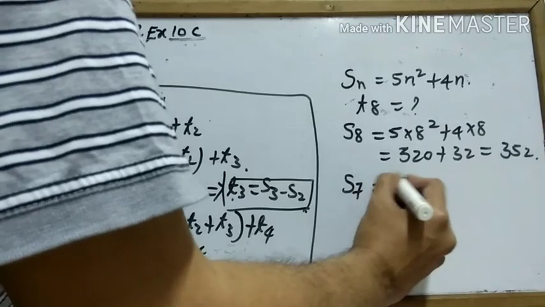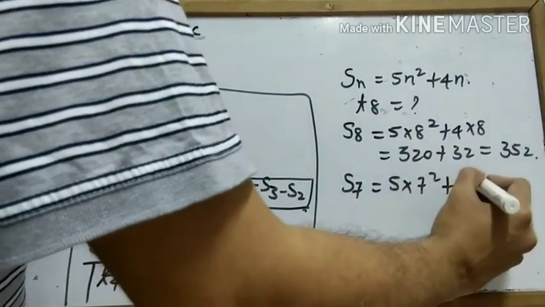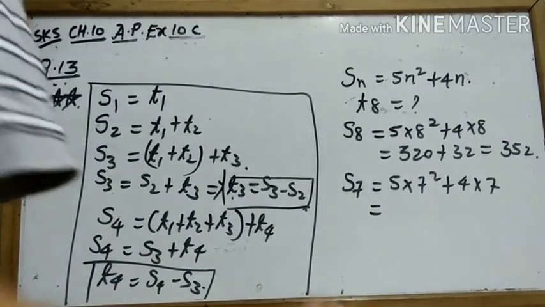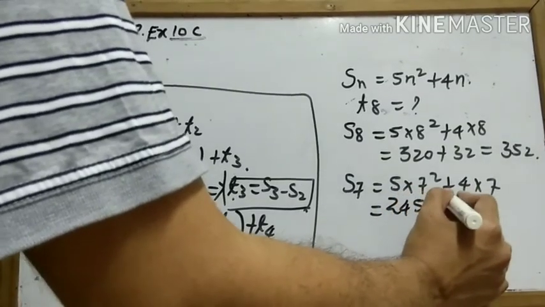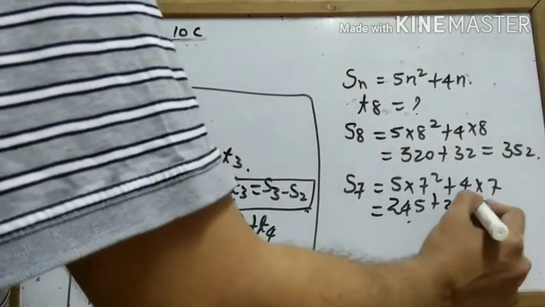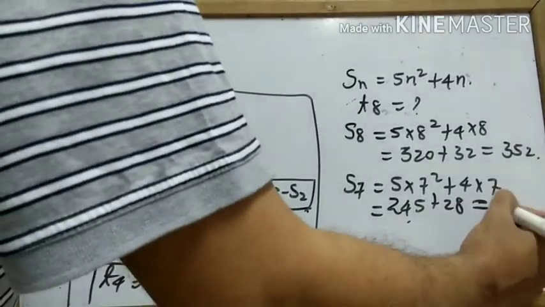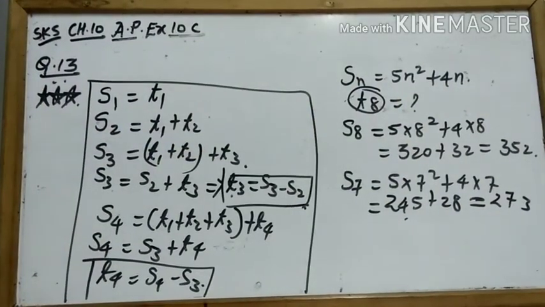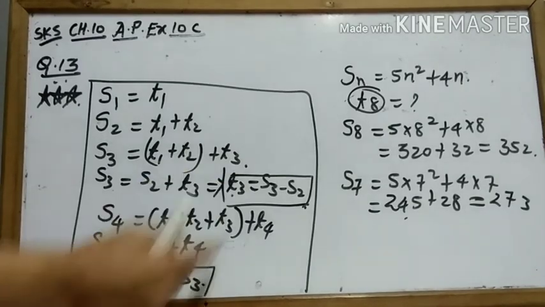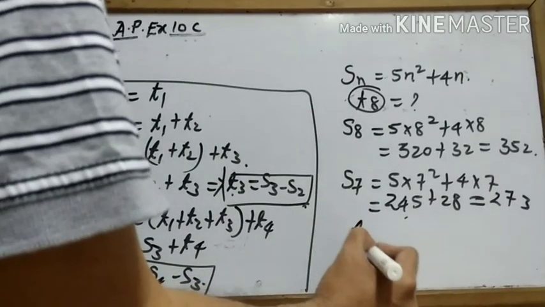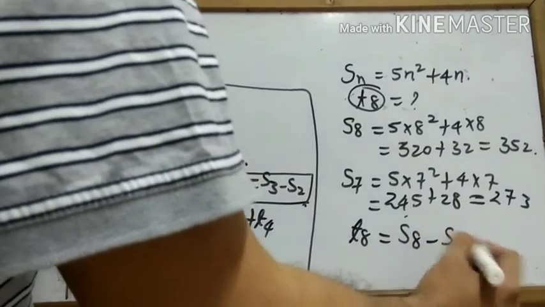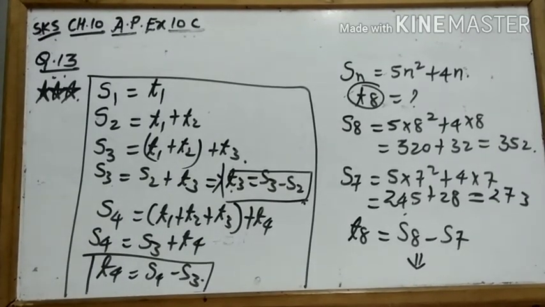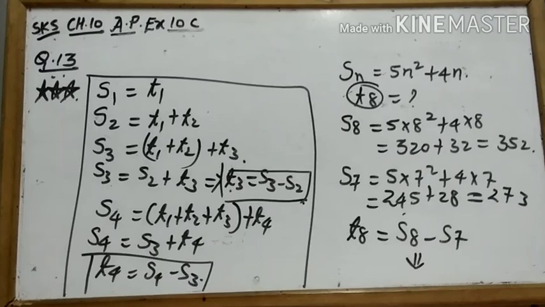I'll find S7. 5 into 7 square plus 4 into 7 will be 5 into 49, 245, plus 28, which will be 273. They have asked us to find T8. Why did we find S7 and S8? If you have understood this result, if I want to know T8, then I can calculate it as S8 minus S7. Substitute the values of S8 and S7, and you will get the value of T8. So it was a little different question. You have to understand this very well.